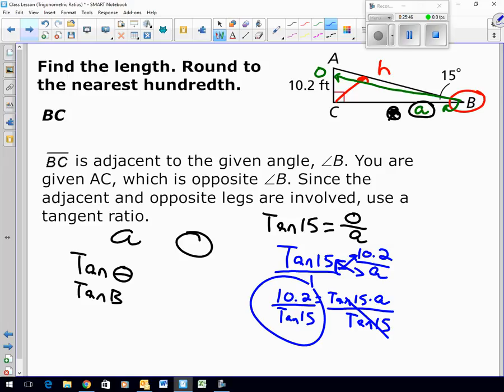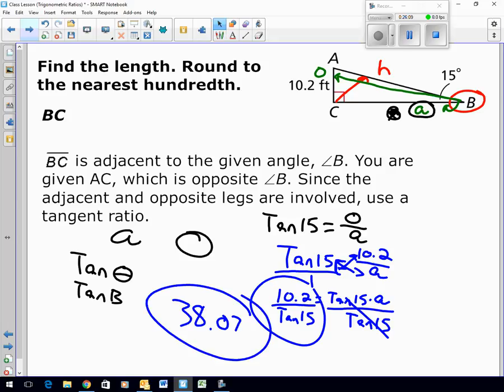38.07. Your final answer is 38.07. So what is the measure of BC? 38.07. Your first trig problem, guys.